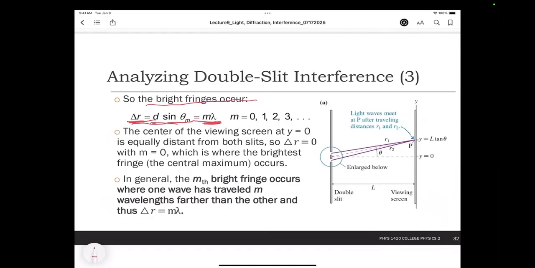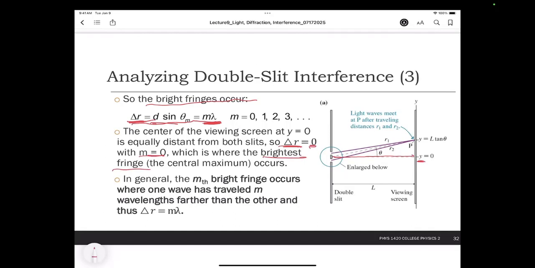Yeah, the center of the viewing screen at y equals 0 is equally distant from both slits. So in this situation, the path length difference is equal to 0, with m equal 0, which is where the brightest fringe occurs, because two same waves just add together. So it is the brightest fringe. Does it make sense to you?